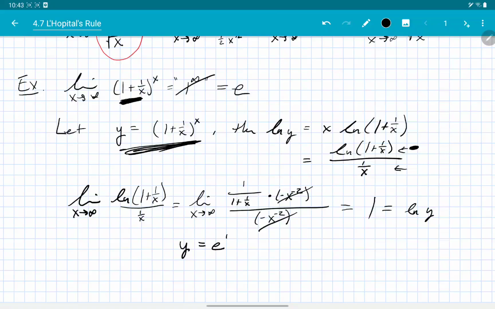All right, go check out the worksheet and practice using L'Hopital's rule.